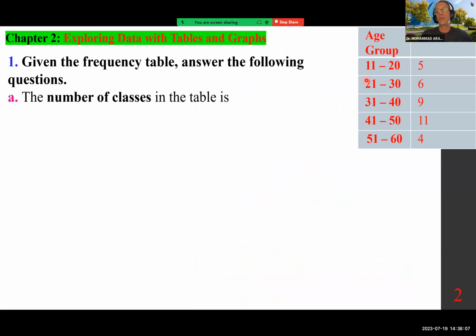Answer the following question. The frequency table has the age group, for example, from 11 to 20, there are 5 of those. From 21 to 30, there are 6. 31 to 40 is 9, so on and so forth. That is a frequency distribution table. Sometimes they just call it FDT.